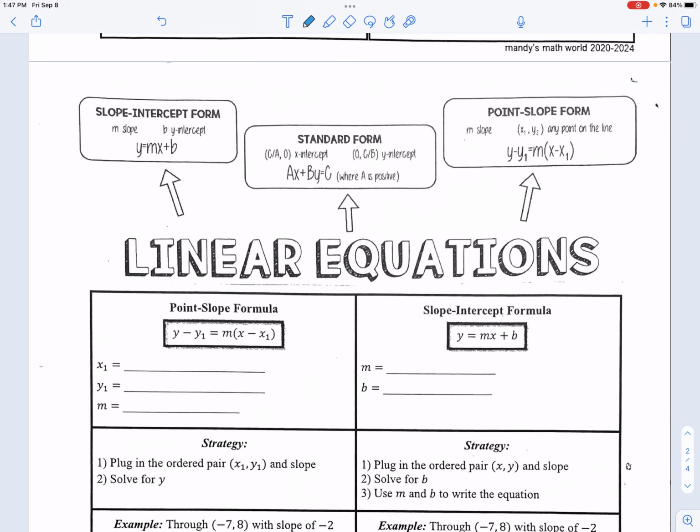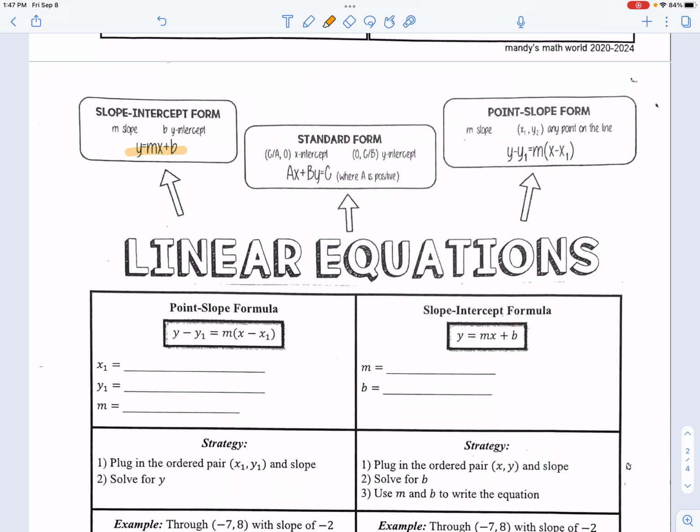So with our equations of lines, it's important that we know how to get our slope, because a lot of times we need to be able to identify the slope before we can write our equations. We have 3 different forms. We have slope-intercept form. This is the one that most of you should remember and always remember, where the m is the slope and the b is the y-intercept.